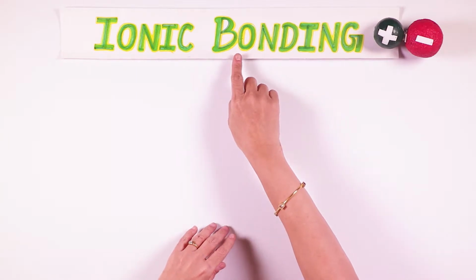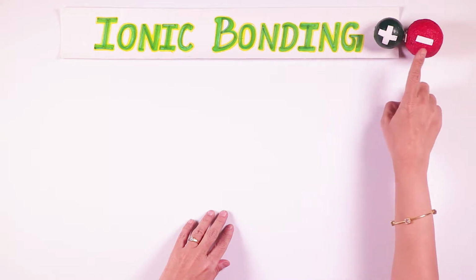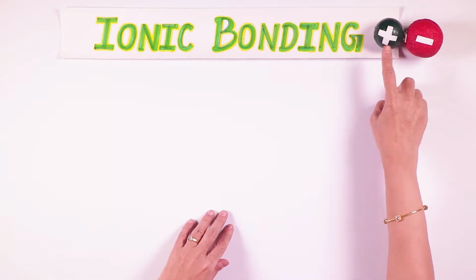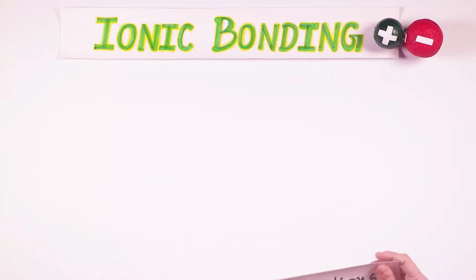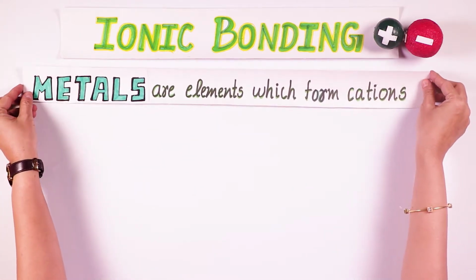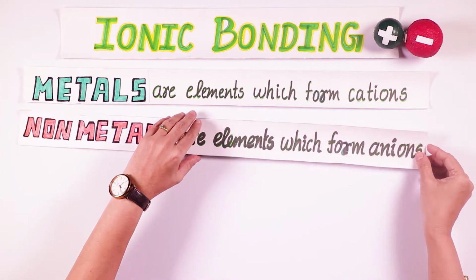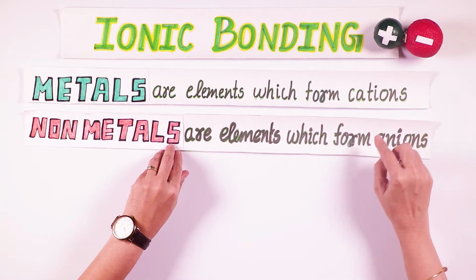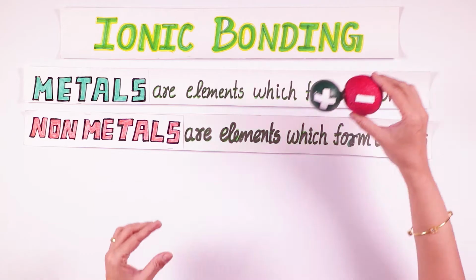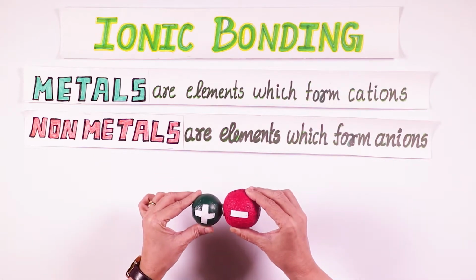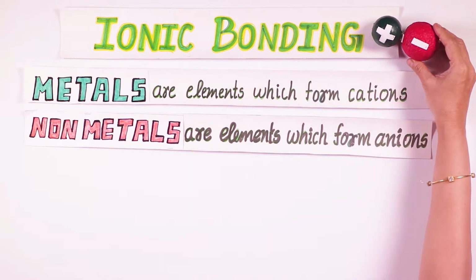We are going to talk about ionic bonding, where you have a bond between the cation and the anion. We will quickly recall how these two were formed. We have metals which lost electrons and became the cation. We have the non-metals which gained electrons and became the anion, and they came together to form an electrostatic force of attraction holding them together to create an ionic bond.